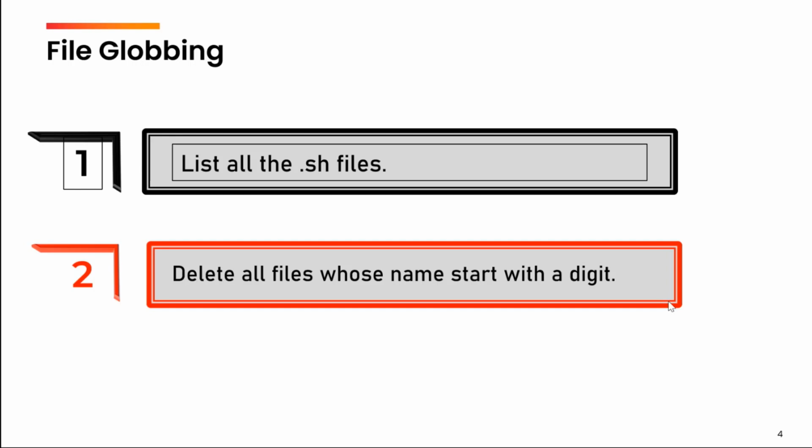You can't specify all the .sh file names one by one, or you can't give all the names where the name starts with a digit. So you have to come up with a generic expression which matches anything of this sort. For example, any file name or any directory name which ends with .sh, or any entries which start with a digit. You have to come up with an expression. Now to create such expressions, we have something called wildcards.